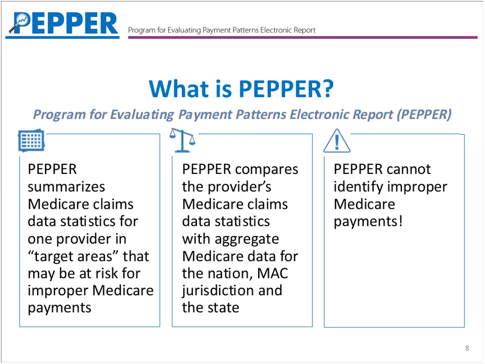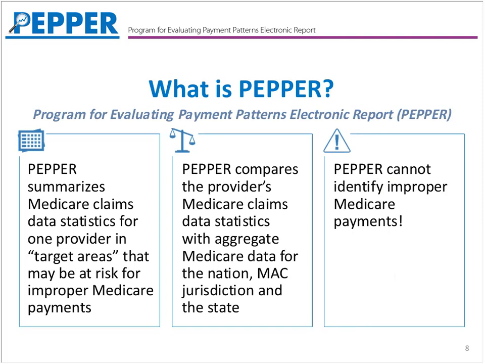So I'll start off here. What is PEPPER? PEPPER is an acronym that stands for Program for Evaluating Payment Patterns Electronic Report. And basically, the PEPPER is a comparative data report that summarizes one provider's Medicare claims data statistics for areas that might be at risk for improper Medicare payment, primarily in terms of whether the patient's treatment was necessary and correctly coded and billed. We refer to these risk areas as target areas, and we'll review those in a few minutes.